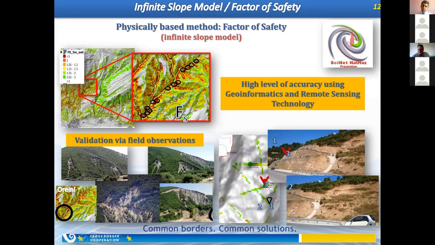But I have to underline that this has been achieved not only due to the infinite slope model, but with the help of the high level of accuracy provided by geoinformatics and remote sensing technology.